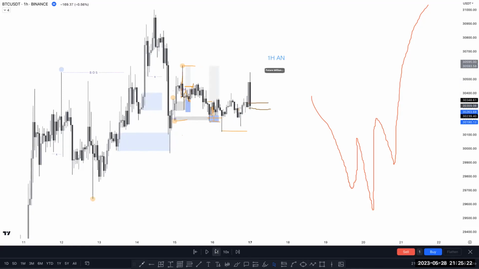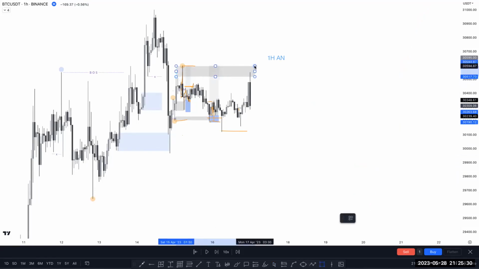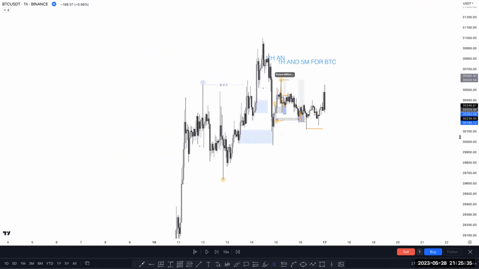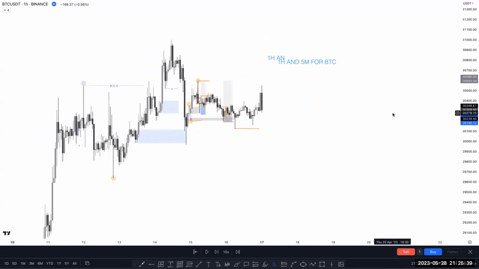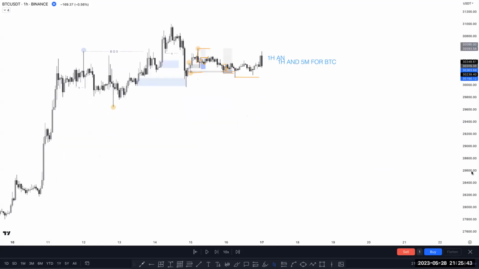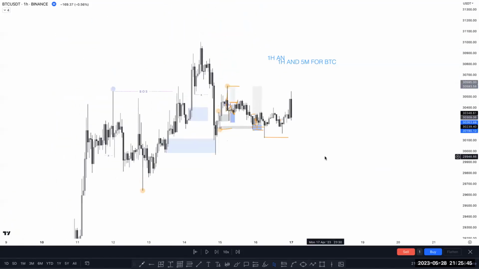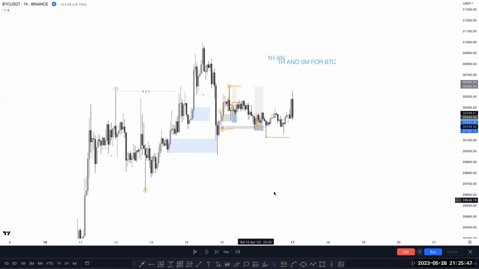Okay, perfect. This one is actually a hidden POI. 1 hour and 5 minutes for BTC. Yes, sir. 1 hour as a higher time frame and 5 minutes for the entry, right?